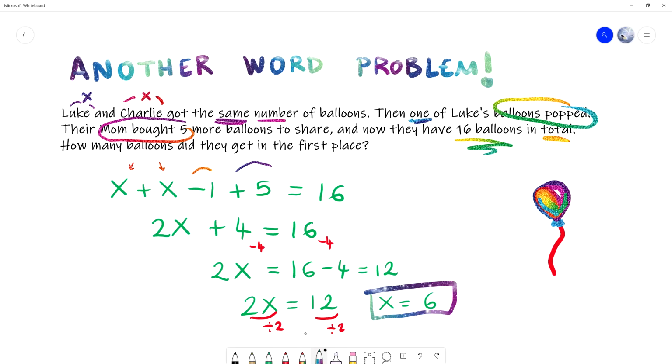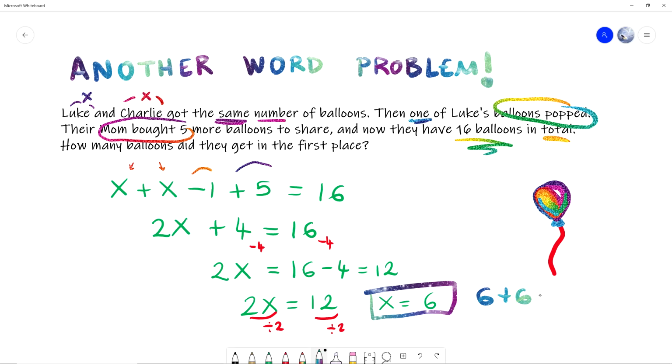Natalie, the official checker of solutions, can you tell me if this is correct? Let's try it out. Okay. So if we have x equals 6, does it work out? 6 plus 6. Charlie has 6. Luke has 6.